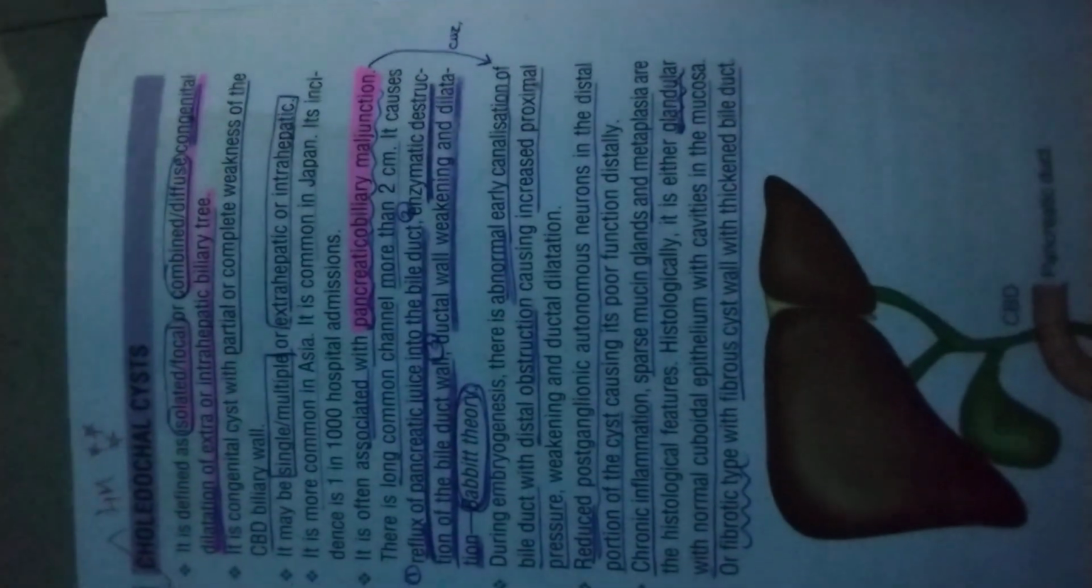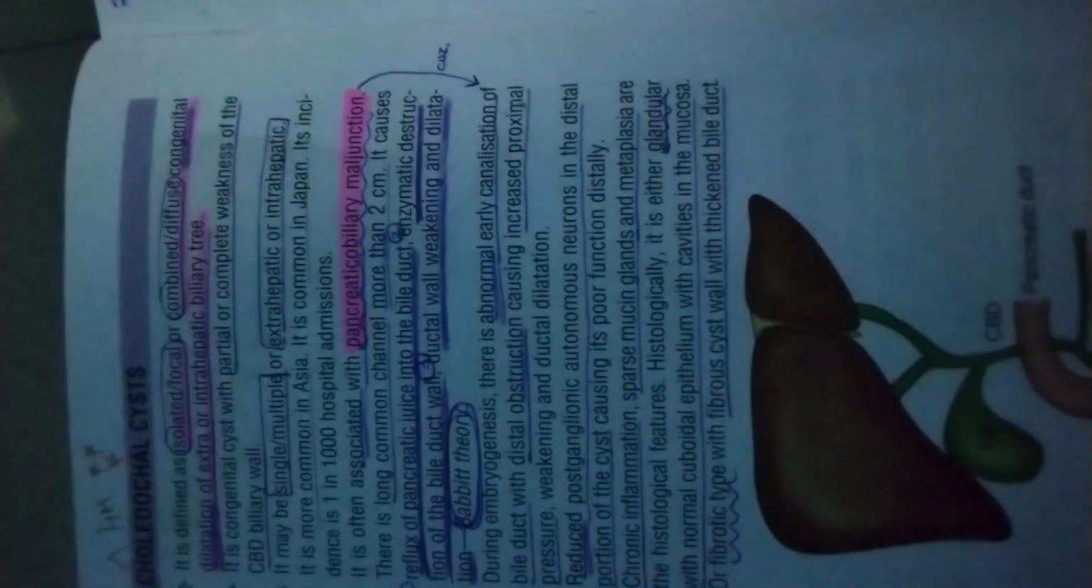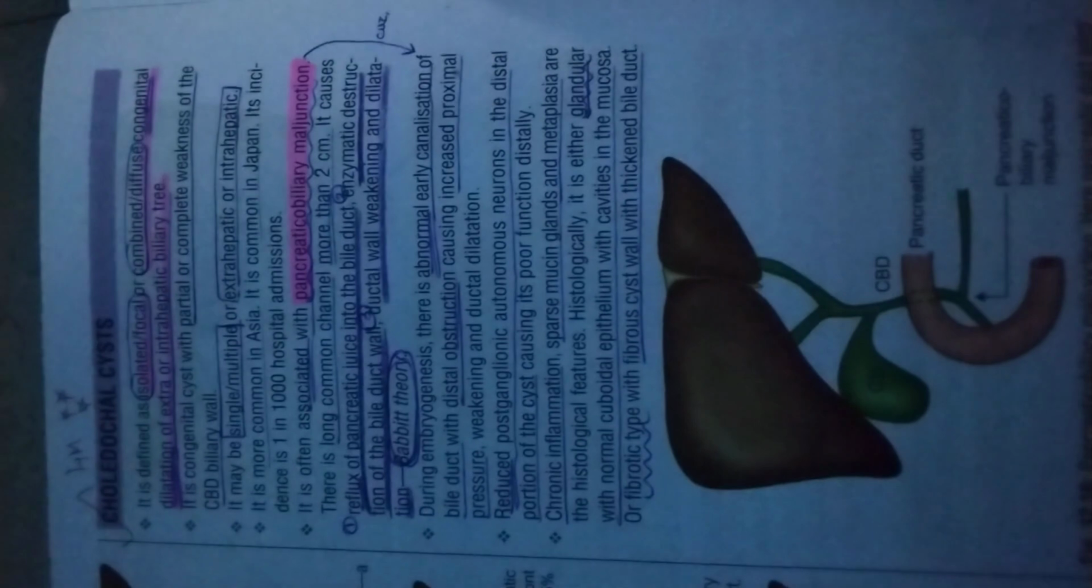First, you write about the definition, like we always do. It is a dilatation of the extrahepatic or intrahepatic biliary tree, and this dilatation could be focal or diffuse. It is usually associated with a pancreatico-biliary maljunction. These are the two things you have to consider. It can be single or multiple, extrahepatic or intrahepatic, focal or diffuse.